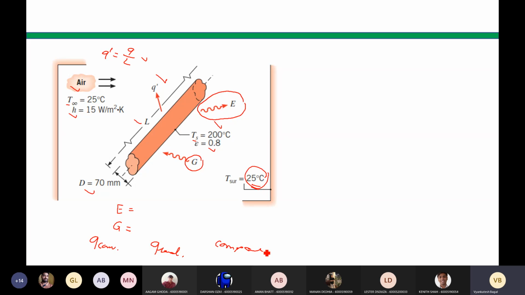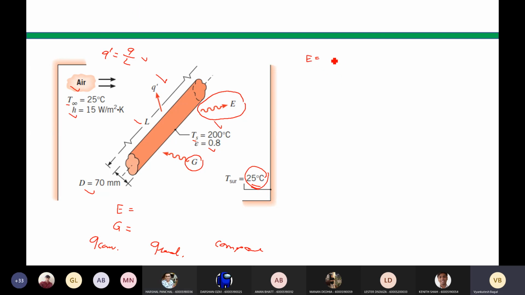Is there any other parameter they have asked you to find? Or this is the only thing you will calculate? Anything else? No, this is the thing you will calculate. Now find out. So tell me what is E now? Or tell me which formula you will use to find out the emissive power? Epsilon sigma Ts raised to 4.